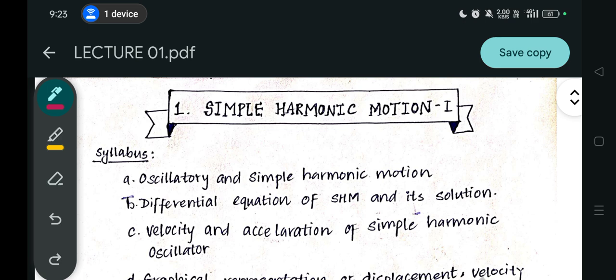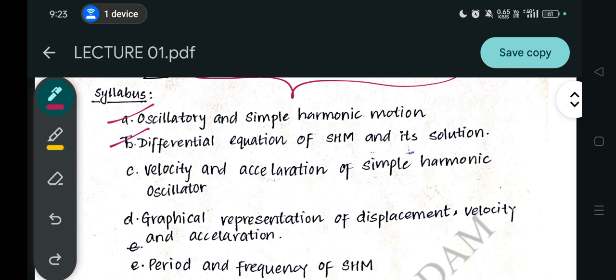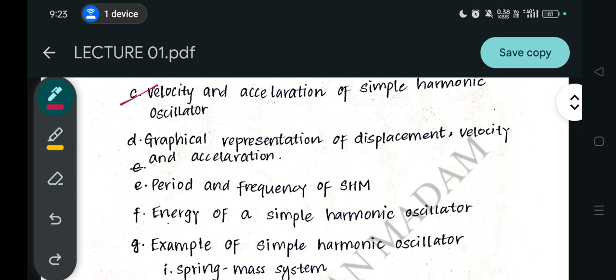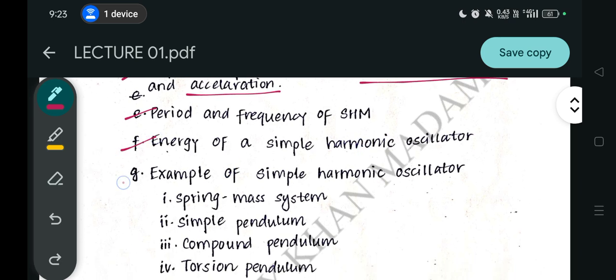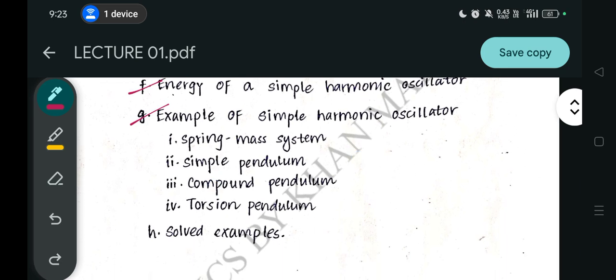First and foremost, let us discuss the topic that we will be studying. We have Simple Harmonic Motion Part 1 as a unit name. Under this we have oscillatory and simple harmonic motion, differential equation of SHM and its solution, velocity and acceleration of a simple harmonic oscillator, graphical representation of displacement, velocity and acceleration, period and frequency of SHM, energy of SHM, and examples of SHM. Examples of SHM include spring mass system, simple pendulum, compound pendulum, torsion pendulum, and a few more examples.